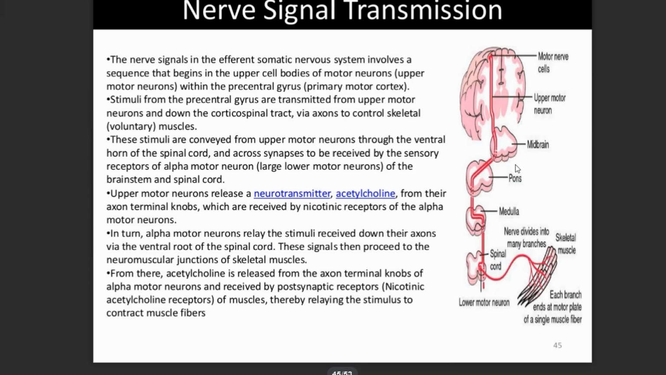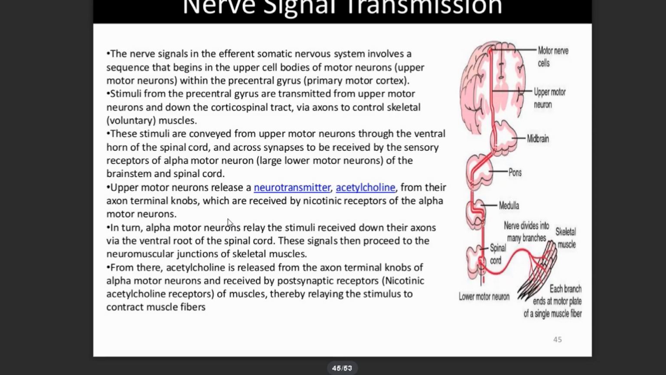Once the information is relayed to the upper areas of the brain, there are motor nerve cells which give rise to axons. This is the first order neuron, then the second order neuron, then the third order neuron, which ultimately reach the motor fibers to cause contraction of the muscles. They use acetylcholine at the neuromuscular junction, so the neurotransmitter here is acetylcholine.